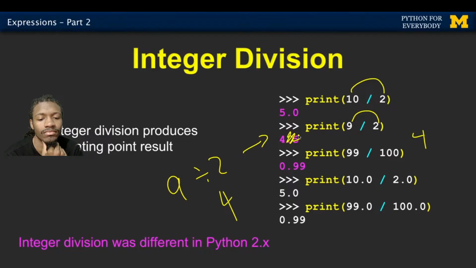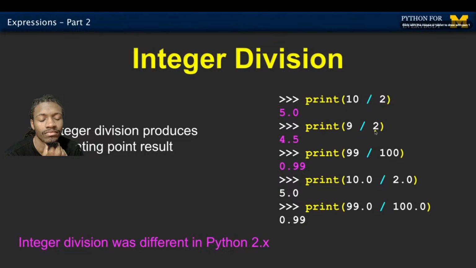But in Python 3, it just automatically converts divisions to floating point, and so it works out quite nice. So 9 over 2 is 4.5. In Python 2, this used to be 4. And then 99 over 100 is 0.99, exactly what you'd expect in Python 3. In Python 2, that was a 0. Why? Because it truncated. It didn't even round the numbers. It chopped them off. So this was really quite a silly artifact of Python 2.